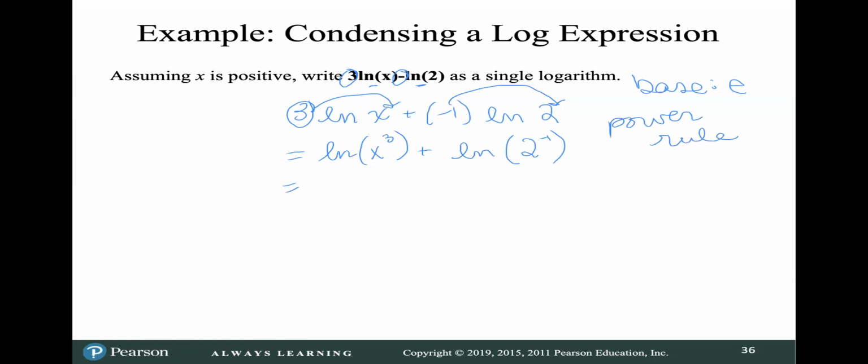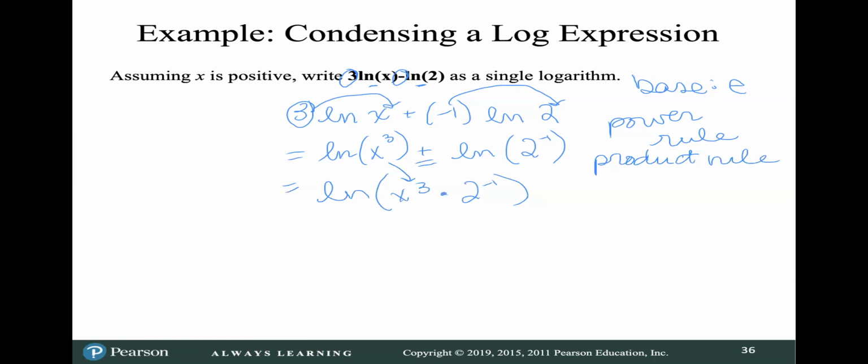Now that we have natural log and natural log with no coefficients, we can combine the arguments. This is added together, so we're going to use the product rule. So now we'll use the product rule to say natural log of, I'm going to do the product of x cubed and 2 to the -1.